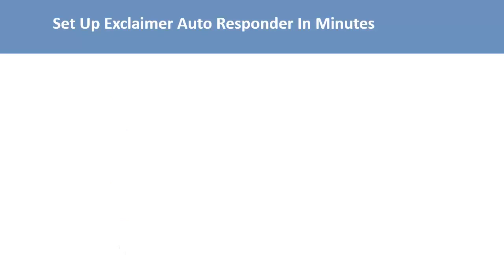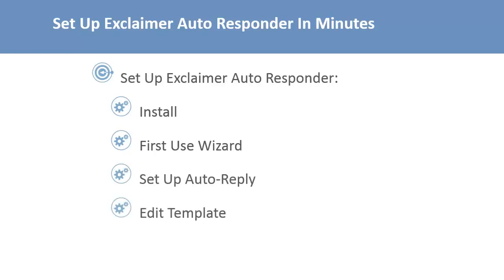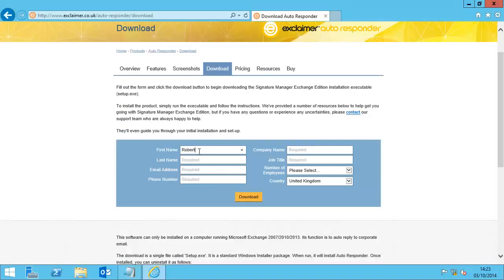So I'm going to show you how to set up Exclaimer autoresponder. We're going to install it. We're going to go through the first use wizard and set up our first auto reply. I'm going to edit the template so it contains the information I want it to and the attachment I want it to, and then I'll test it to make sure that it's working. Let's get started. First of all, we'll just download autoresponder.